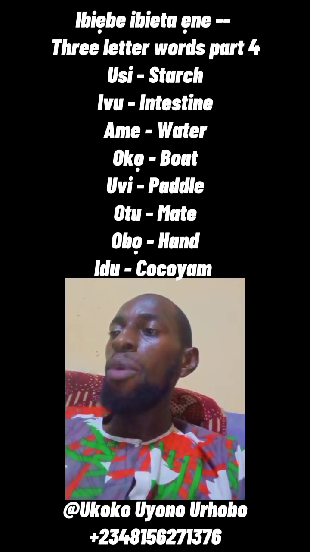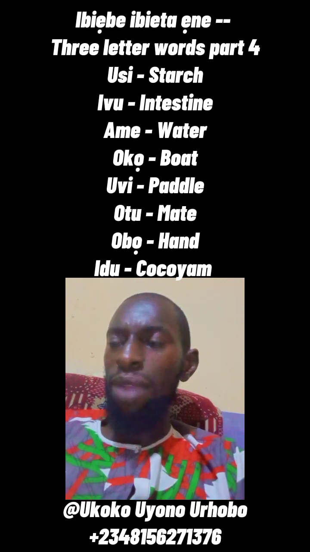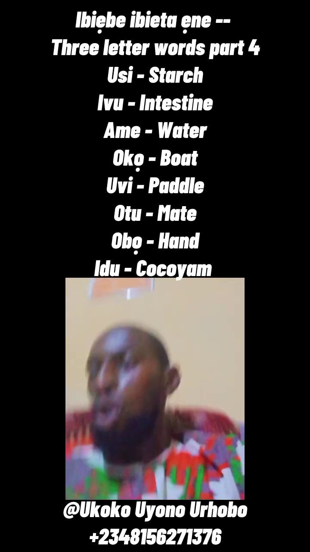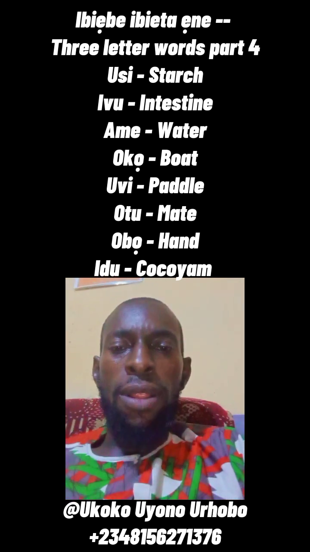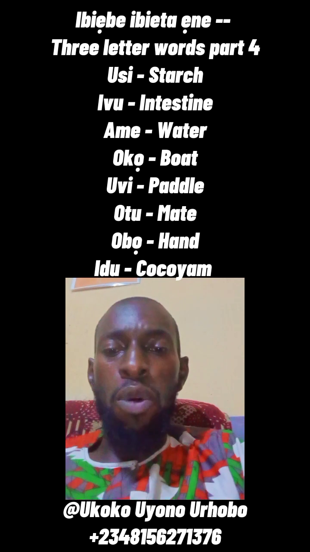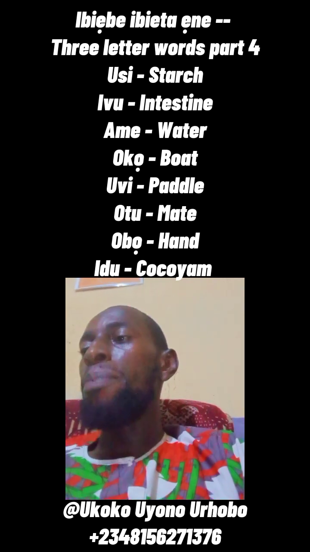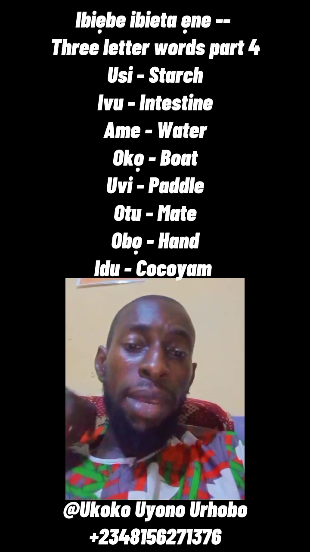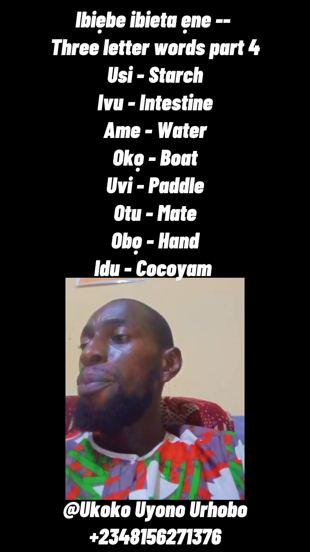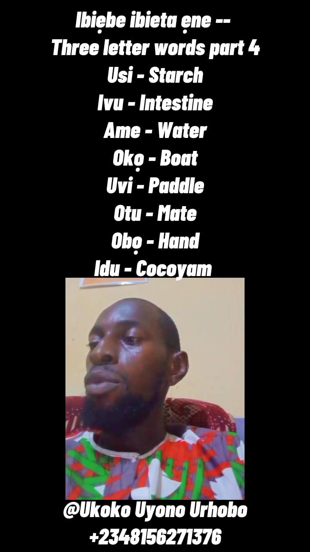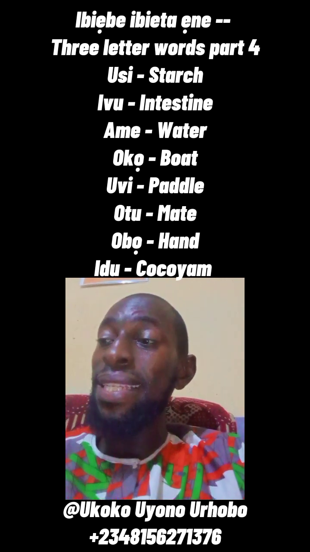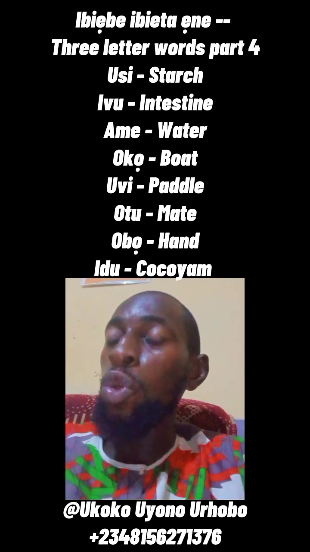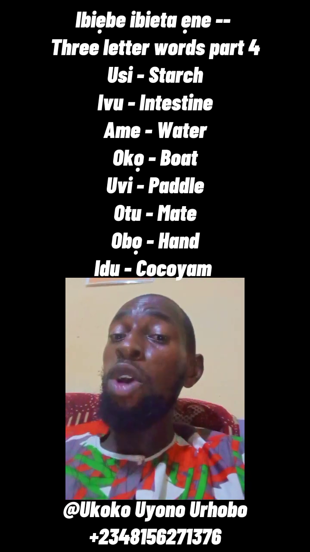So we'll go again. Remember, we are still on 3-letter words, ibieta, part 4, ẹbẹre. Like I said before, if you add a vowel at the beginning of any 2-letter word, it automatically becomes a 3-letter word. For example, in the aspect of usi, we have sa, se, si, so, su. If you add u to si, it becomes usi.